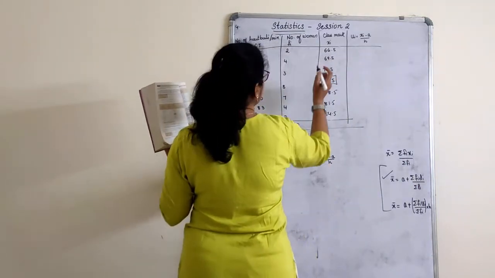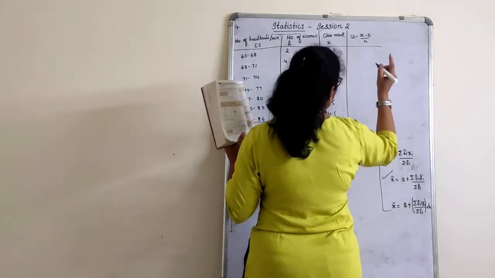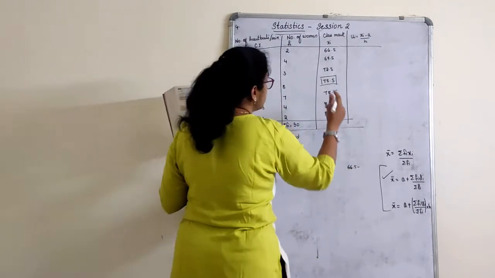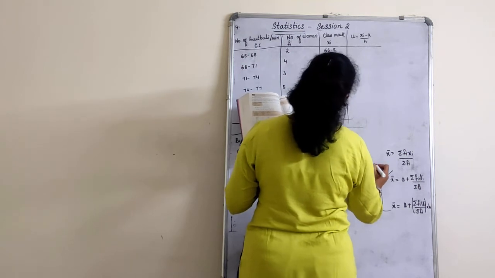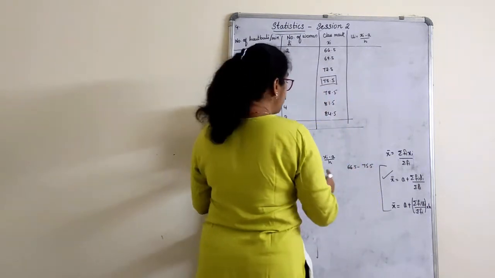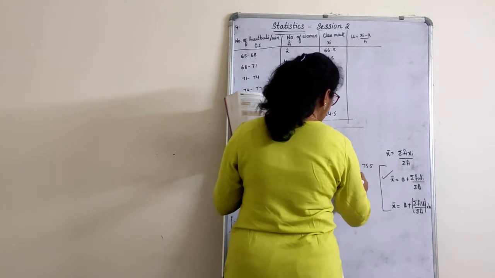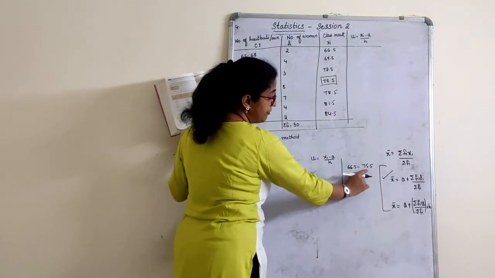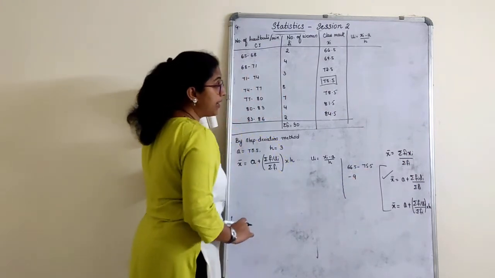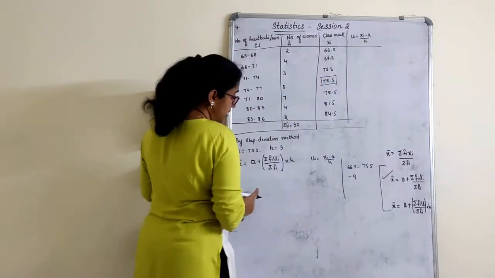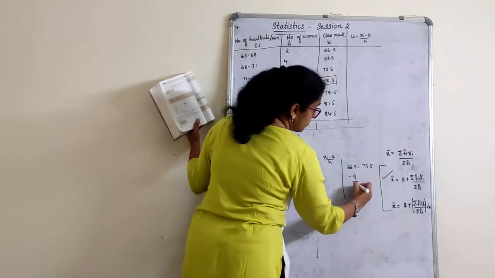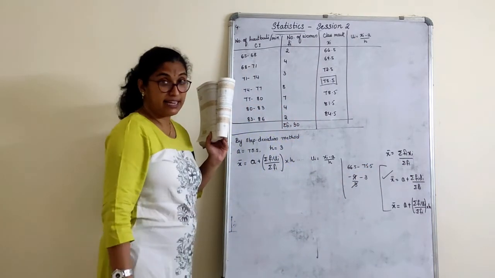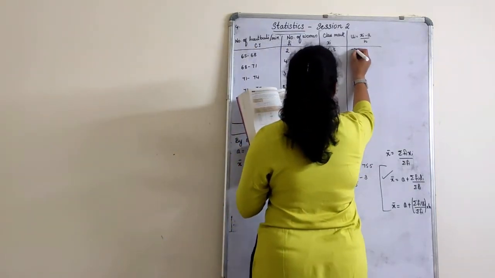Xi. What is your Xi here? This 66.5. I'll just show for one sum here. 66.5 minus 75.5. Actually, when you subtract this, right? So, how much do you get? You get the answer here as minus 9. Okay? 66.5 minus 75.5. You get answer as minus 9. Divided by H. What is H? H is 3. So what's the answer? Minus 3. Shall we write it directly there? Okay. So answer is minus 3.